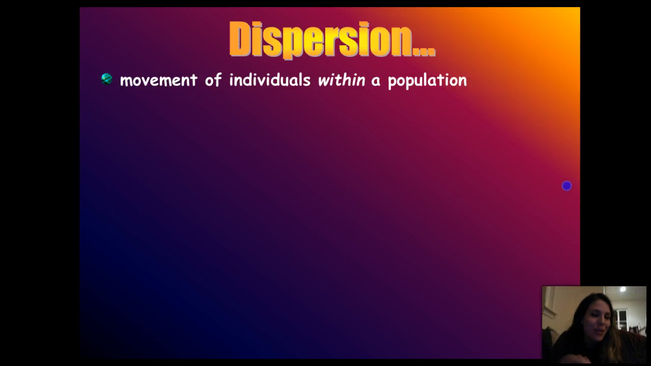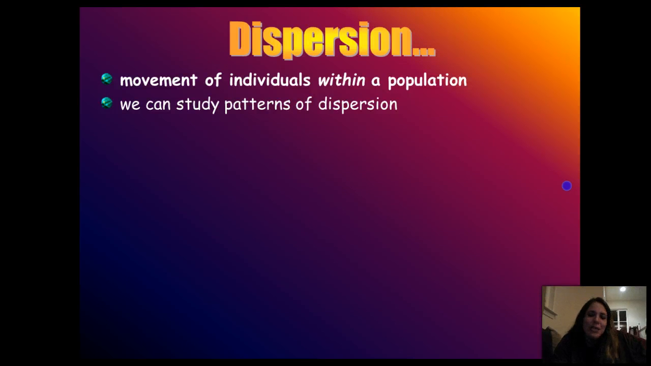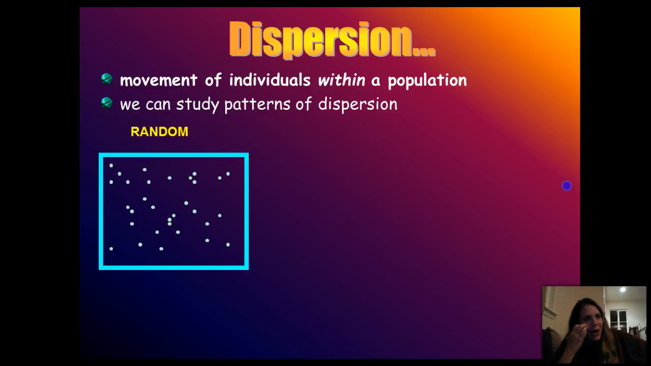Dispersion is something different. That's the study of the movement of individuals within a population. And this is fascinating. How do individuals space themselves out from each other? So we can study these patterns of dispersion by just going out in the field and taking measurements and figuring out how individuals are placed. So, for example, you could imagine individuals of a particular species or within a particular population may be randomly dispersed. They're just found haphazardly wherever they're found. Turns out this is actually rare.